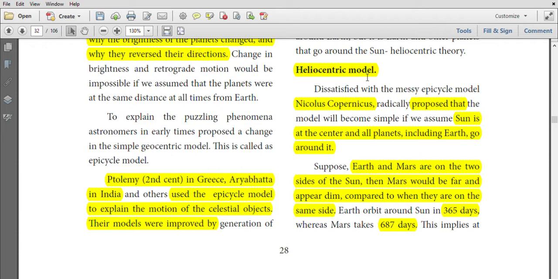Heliocentric model. What is the heliocentric model? The Sun is at the center. All planets are going around the Sun. It was proposed by Nicolaus Copernicus. Earth and Mars can be on two sides of the Sun. Then Mars would be far from the Earth, so it is dim.